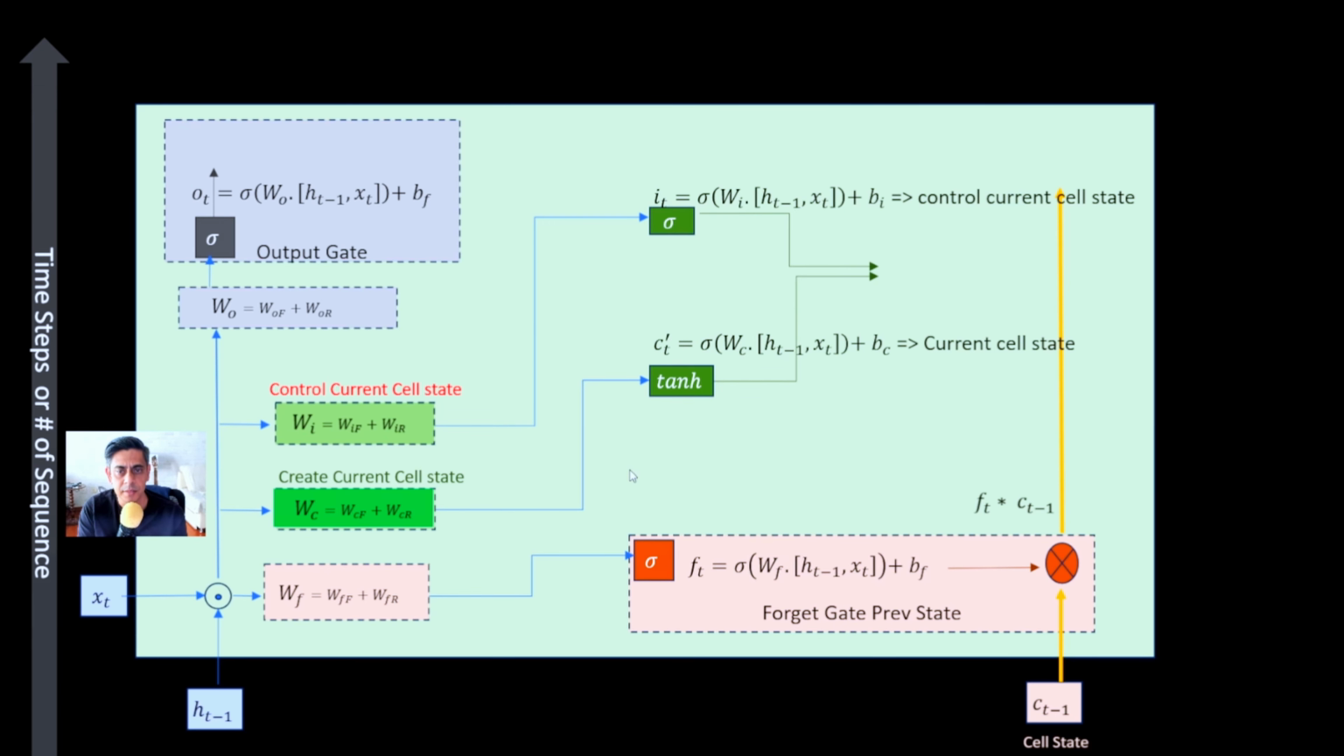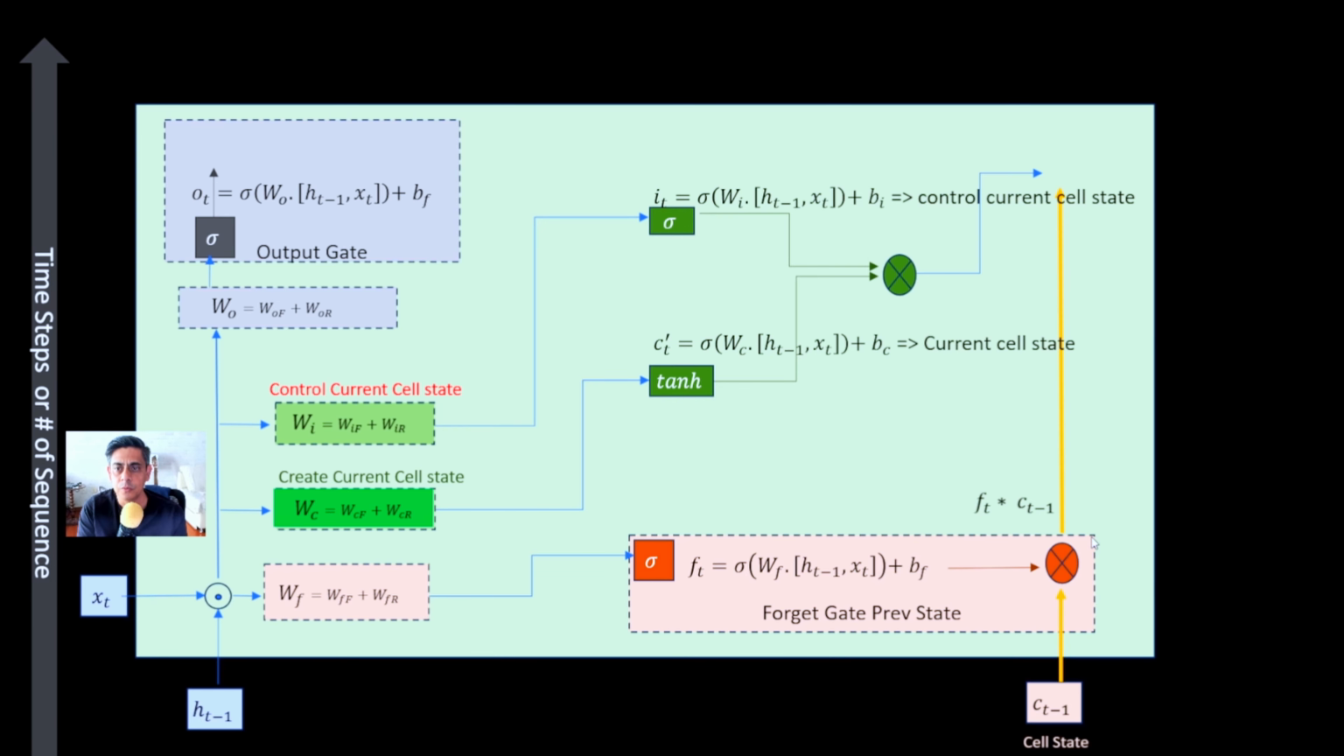Like we said, the sigmoid will give output values within the range of 0 and 1, but the cell state will be within the range of -1 to 1. So this will be a created value. This will be a controller value because it is within the range of 0 and 1. It will act as a weight. These two will be multiplied.